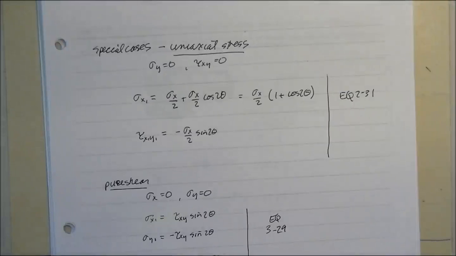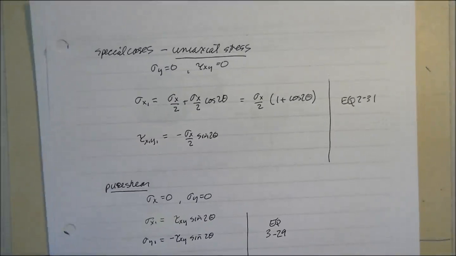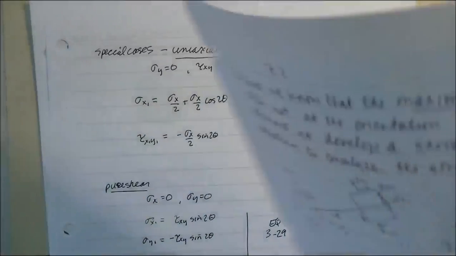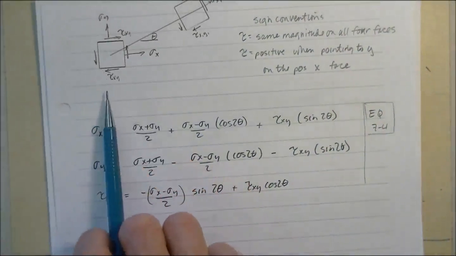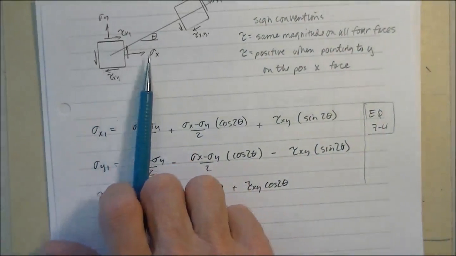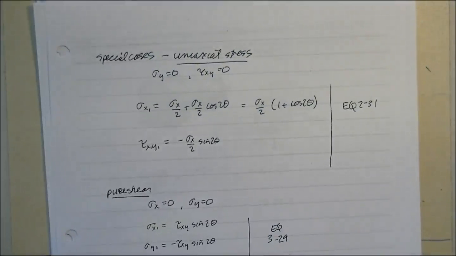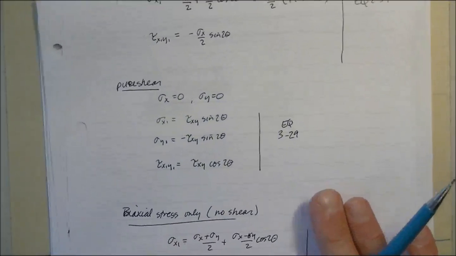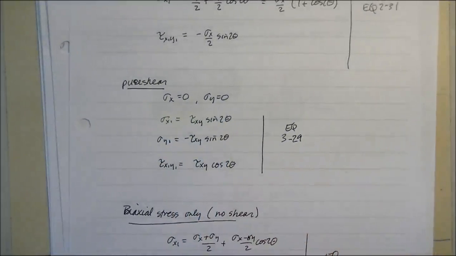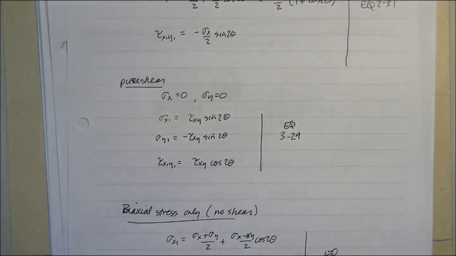Then we talked about some special cases. These are the general stress transformation equations, given that the stress element would have shear and stress in the x direction and stress in the y direction. However, if it's only got stress in the x direction, they reduce to equation 2.31. In other words, if sigma y equals 0 and tau xy equals 0, then we get the same equations that we had before. Same if sigma x is equal to 0 and sigma y is equal to 0, and the only thing we have is shear stresses, they reduce to equation 3.29, which we had before.